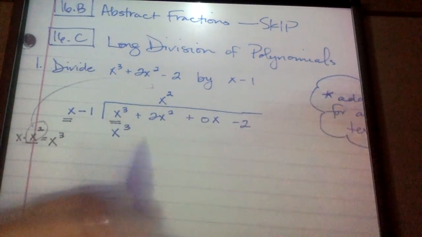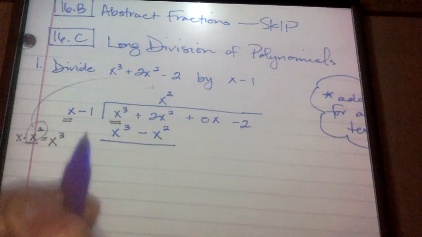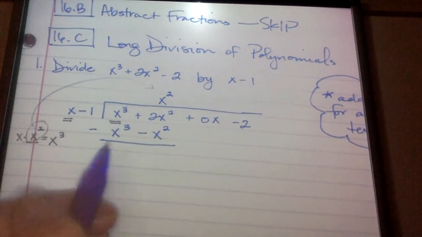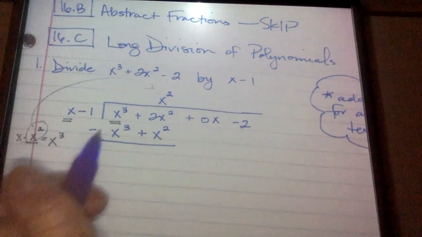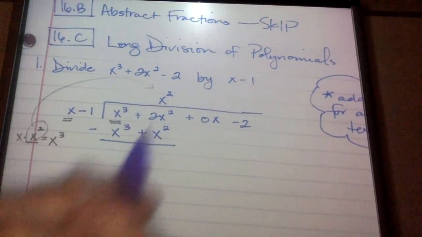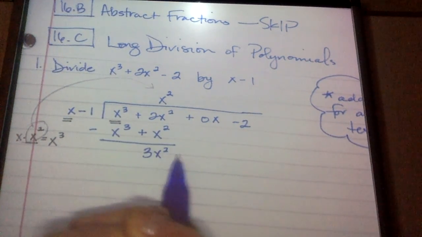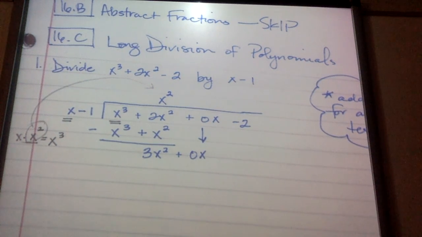X squared times negative 1 is negative x squared. Now, I am going to subtract these, which makes this one negative and this one positive. Right? I'm subtracting both terms, and that's what is going to make this term cancel. This is gone. 2x squared plus 1x squared is 3x squared. And then I'm going to bring down the next term of 0x.